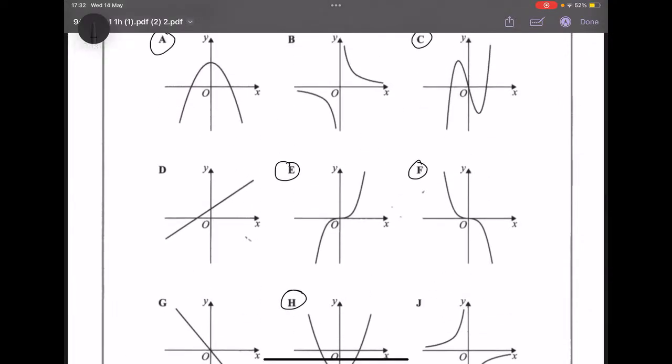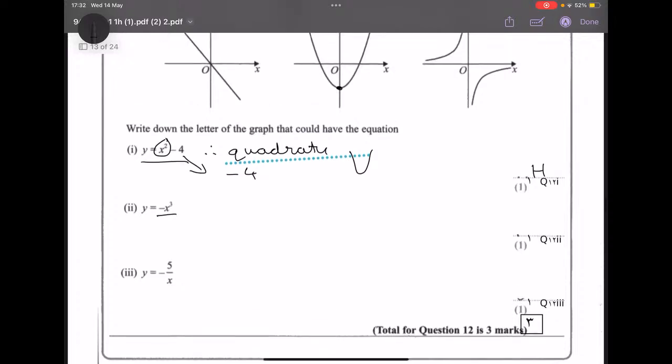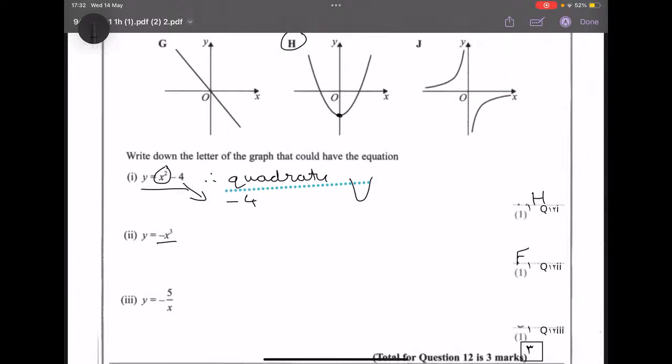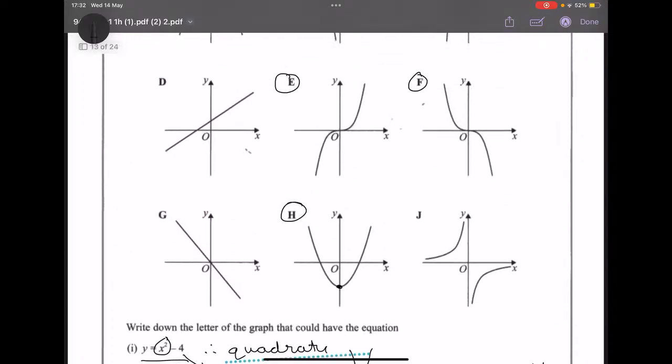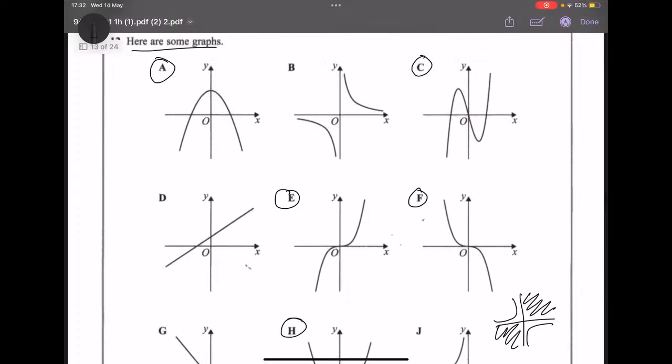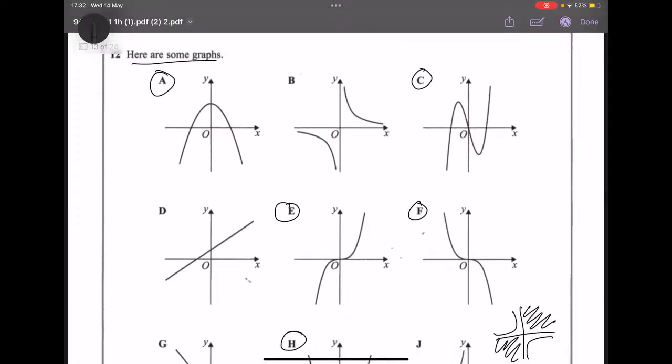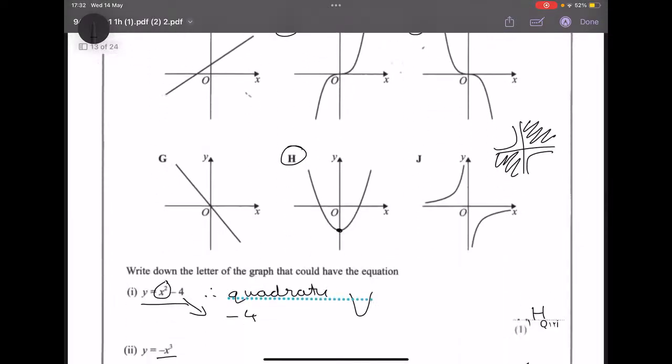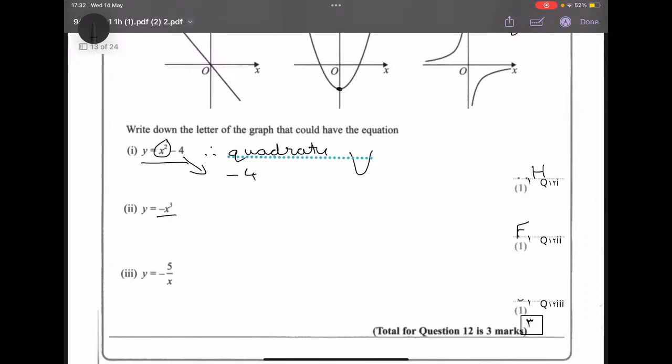However, E and C are positive cubics, therefore the only option we have is F. And y equals minus 5 over x. As x is on the bottom, we see it's a reciprocal graph. It's a negative reciprocal graph, therefore it will be in these quadrants, not these ones. These ones are for positive reciprocal graphs. Now B is a positive, so it can't be B, and that only leaves us with J. Therefore the answer for I is J.